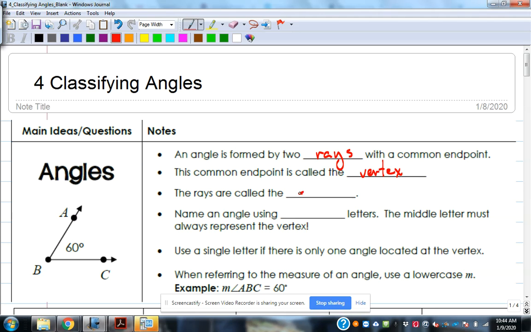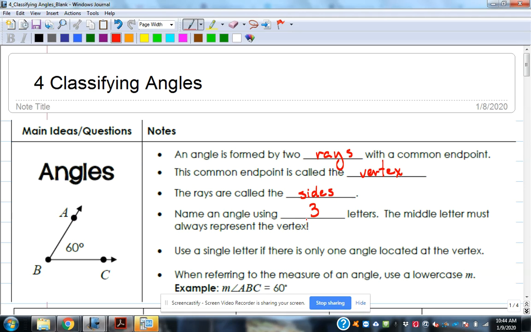The rays are called the sides of the angle, okay? So we have the vertex, that corner, and then the sides of the angle. To name an angle, you can use the three points that are on there. So a point on one side, the vertex, and a point on the other side. So we can use three letters. The middle letter has to be the corner, though, has to be the vertex.